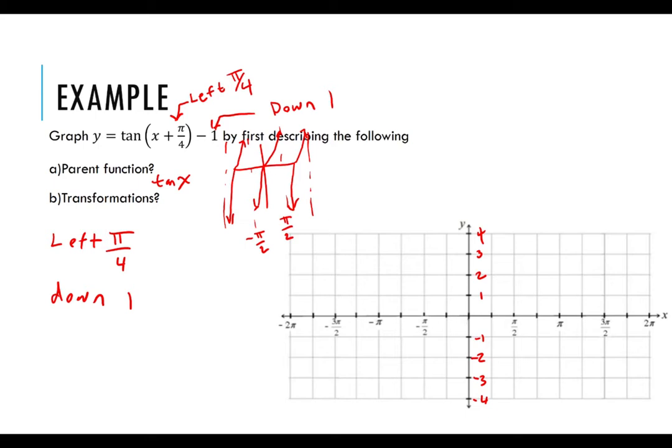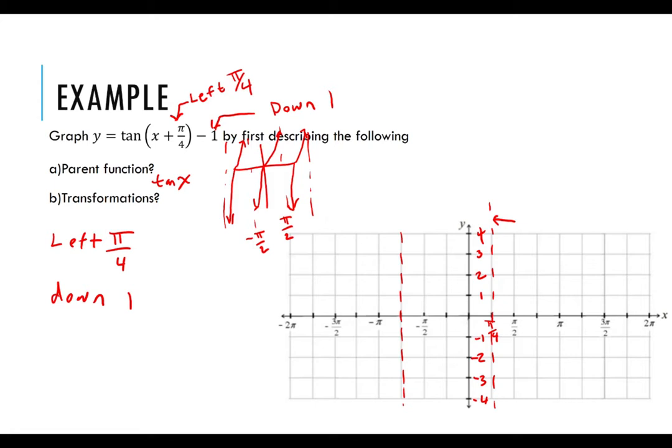Alright, but then, if this is pi fourths, and we shift left pi fourths, where did our vertical asymptote move to? Well, if we just shift it left pi fourths, then our vertical asymptote will, instead of being at pi halves, be specifically at pi fourths. And then the vertical asymptote that was at negative pi halves is now at negative 3 pi fourths.